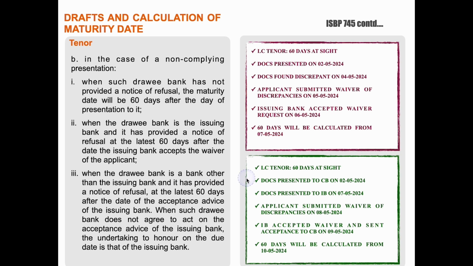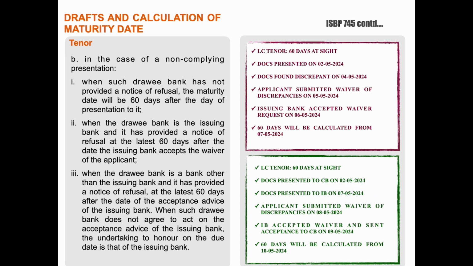So let us take an example to understand this. Let us consider the same example. LC tenor is 60 days at sight and the documents were presented to the confirming bank on 2nd of May, but the documents were found discrepant by the confirming bank. So the confirming bank issued a notice of refusal and forwarded the documents to the issuing bank, and the documents were received by the issuing bank on 7th of May.